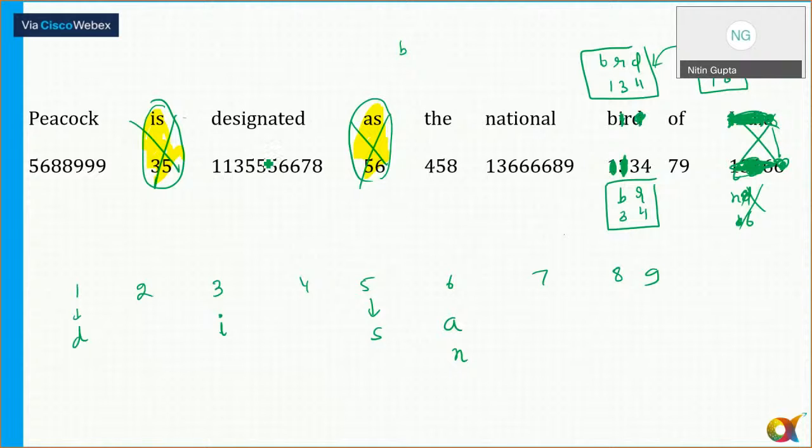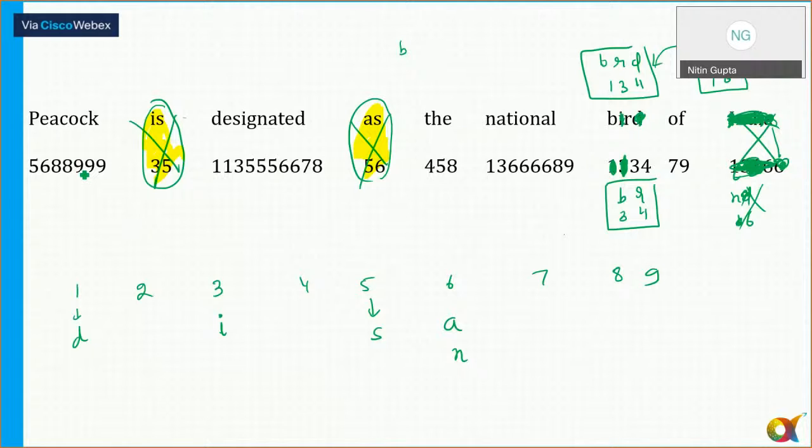I don't know what T of THE is. It could be 4, 5, or even 8. Anything is possible, so just leave that here. Now, in the word peacock and the national and designated, let's see. In the word peacock, so we know peacock.